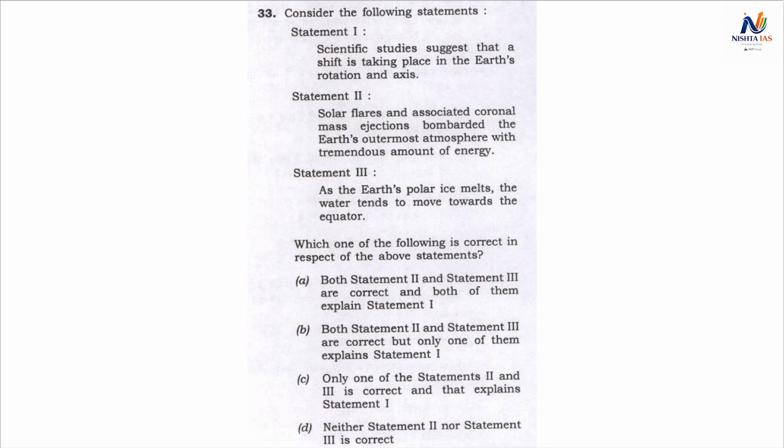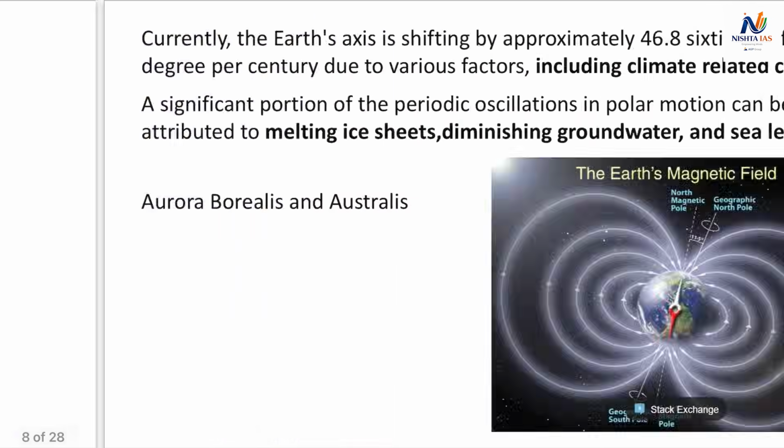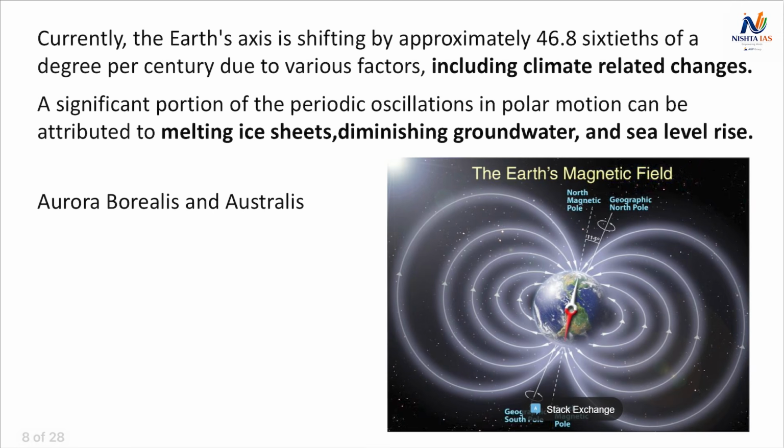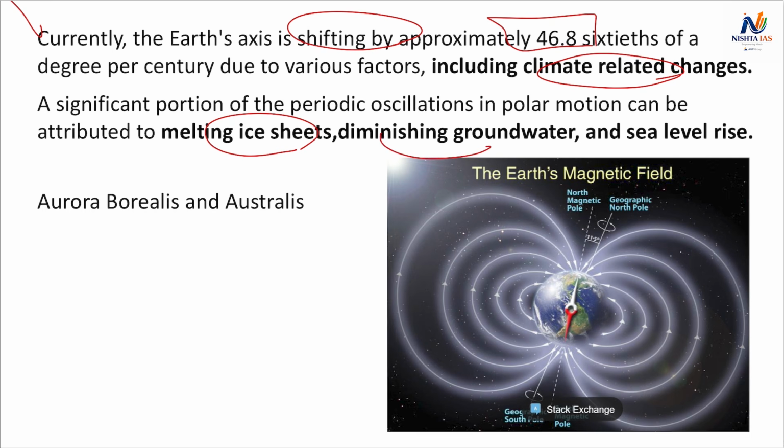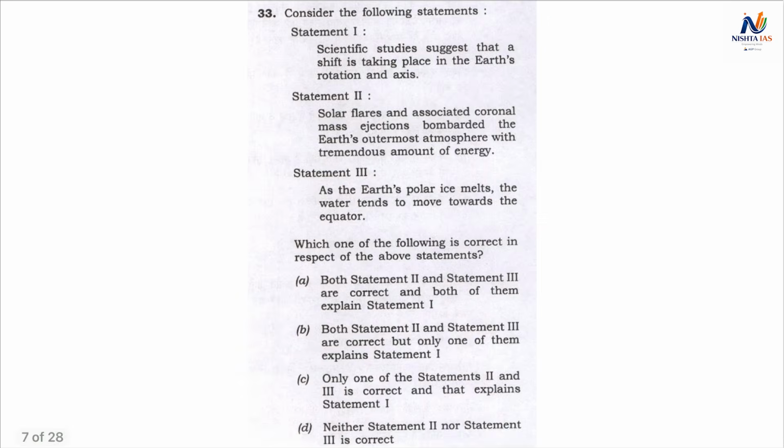Then come to next, the Earth's rotation around its axis. Friends, here there was a question which asked that, because of climate change and melting of glaciers, the Earth's axis of rotation is changing. And here I have data from NASA which said that Earth's axis is shifting because of climate-related changes. So to some extent it is shifting, and here melting of ice sheets, diminishing of groundwater and sea level rise are the reasons for it.